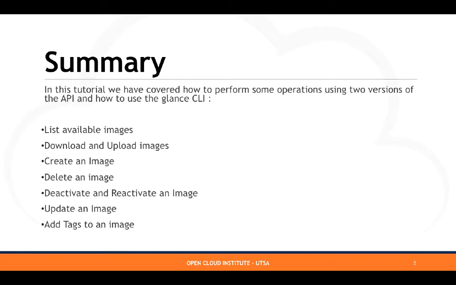Summary. In this tutorial, we have covered how to perform some operations using two versions of the API and how to use the glance command line interface to list available images, download and upload images, create images, delete images, deactivate and reactivate images, update an image, and add text to an image.